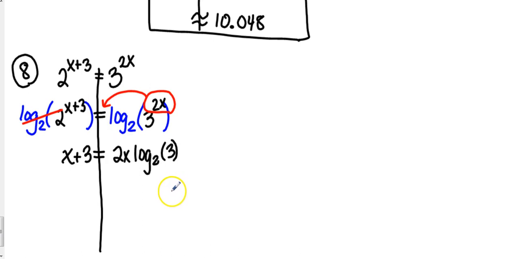We have x present on both sides. We want x to be on only one side. So this guy's already over here. This counts, guys, as one term: 2x log base 2 of 3. That is one term. I will subtract this x over.